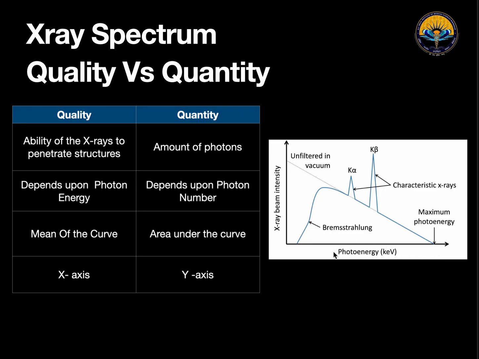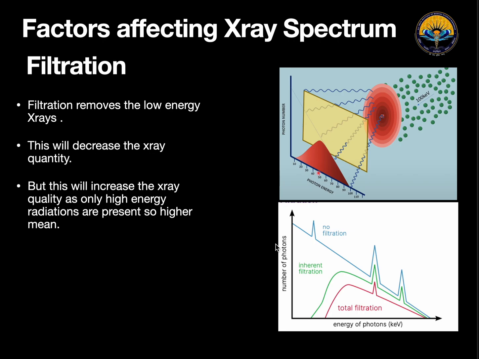We know photon number is on the y-axis. If we have more energy, then the X-rays will be able to penetrate more. So we have a center mean, and if it's more towards the left side, then it means the quality of the X-rays is better. Whereas quantity means how many photons are there. This depends on the photon number, is represented by the area under the curve, and ultimately is the property of the y-axis.